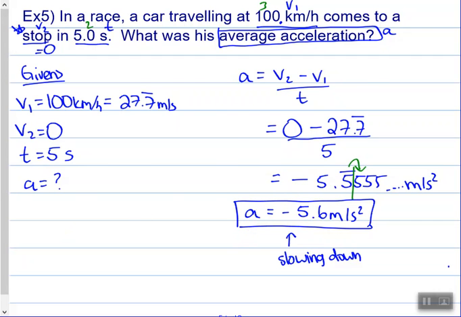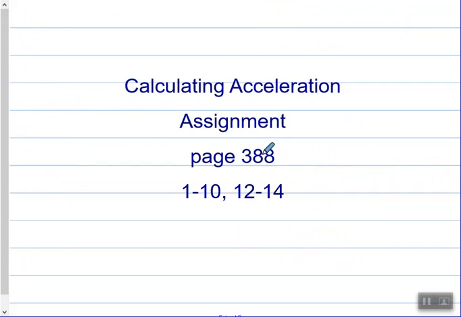Your assignment is you need your textbooks, turn to page 388, and you're going to be doing numbers 1 to 10 and then 12 to 14. So basically 1 to 14 with omit number 11. Okay, so 1 to 10, 12 to 14.